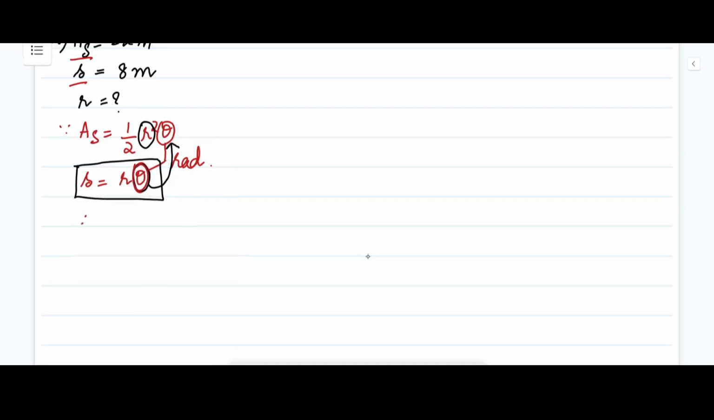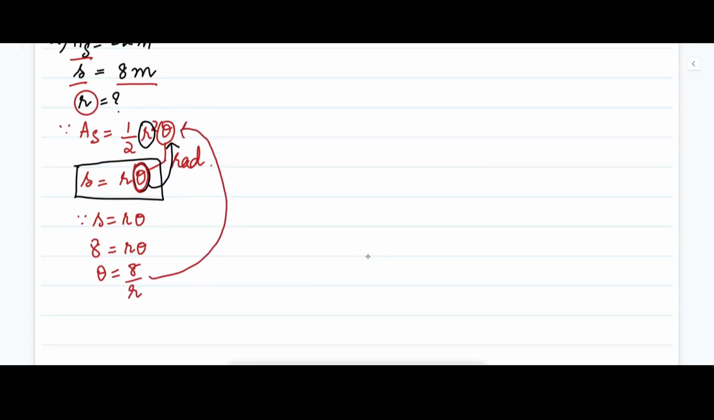We will get, that is, s is equal to r theta. So arc length they have already given us to be 8 meters. So 8 is equal to r theta. So here first we have to find out the value of theta, because they have already asked us to find out the value of r in the question. So therefore, when we rearrange this equation in the form of theta, we get 8 divided by r. Next, let us use this in the area of the sector formula to find out the value of r.